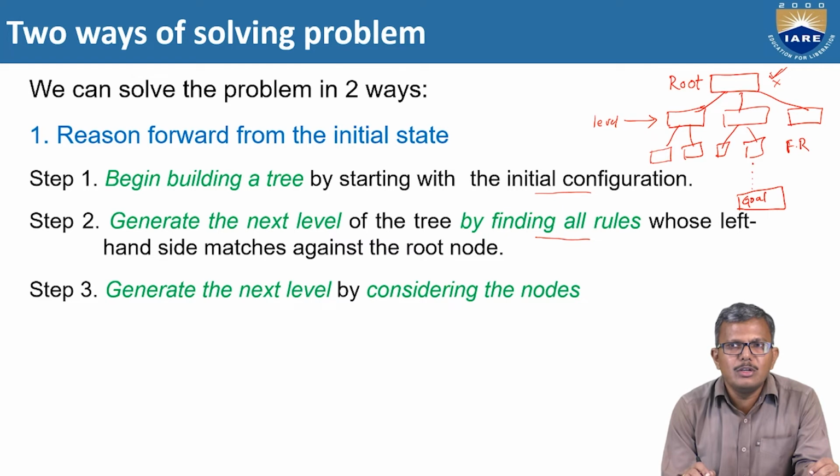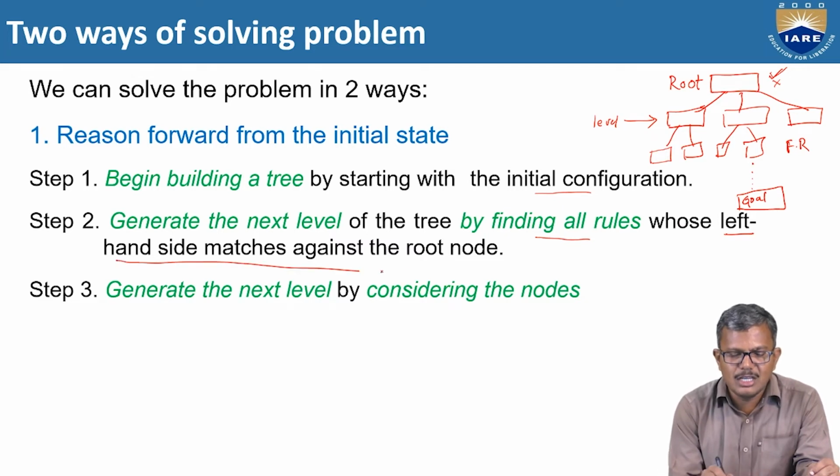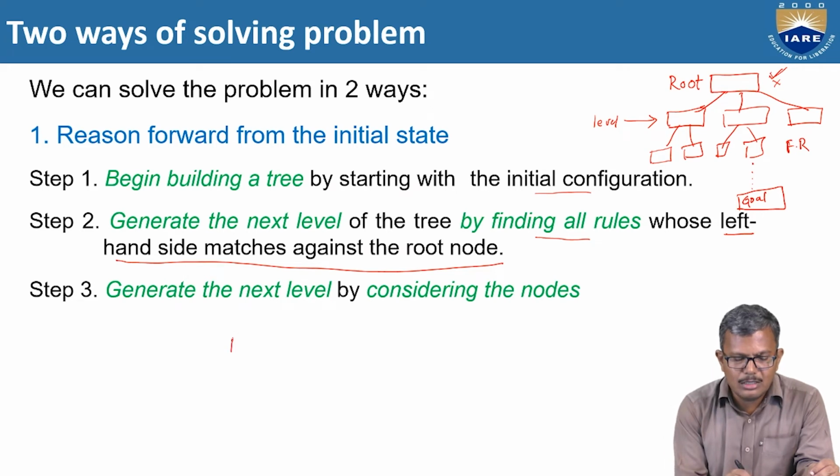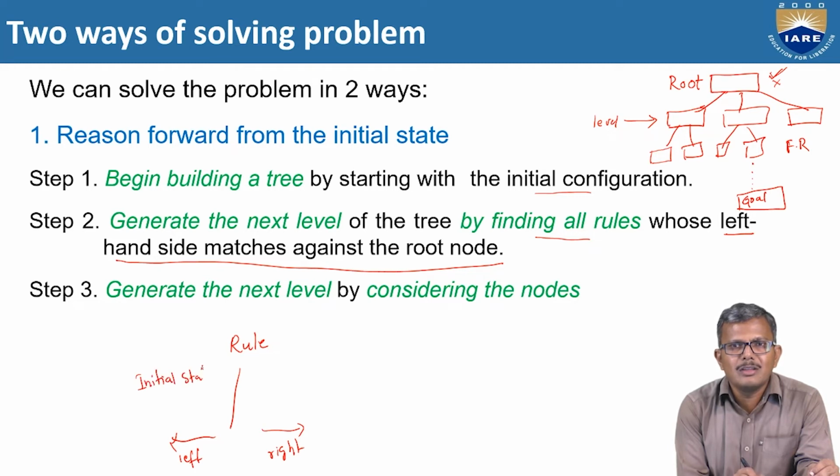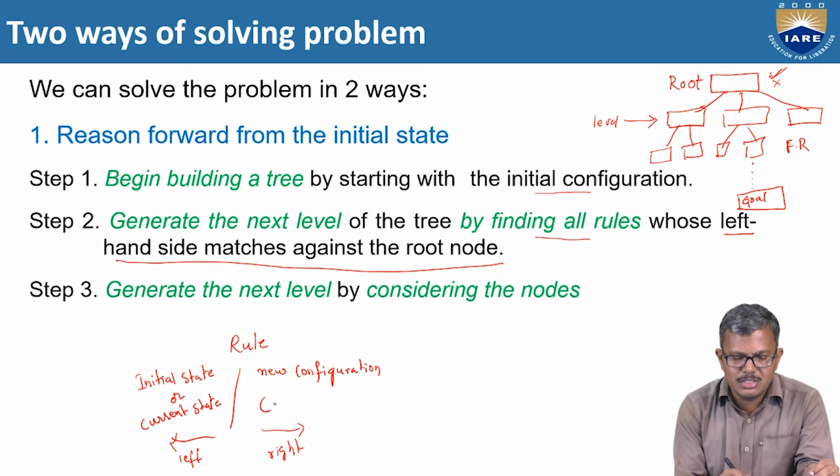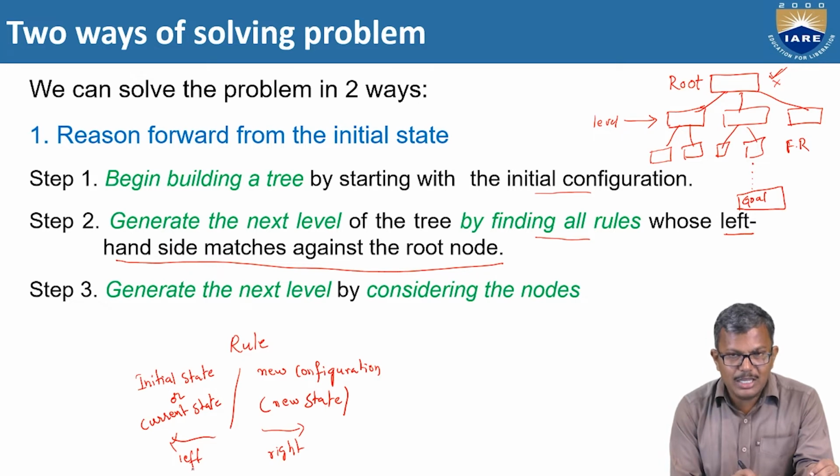But the very important point to observe here is that the left hand side matches against the root node. Just now I told that a rule has 2 parts: one is the leftmost part and the other is the rightmost part. If it is forward reasoning, what will be on the leftmost side? It will be the initial state, or otherwise we can say the current state. What happens on the right hand side? A new configuration will be there. That new configuration is nothing but your new state. So we are applying the leftmost rule here.